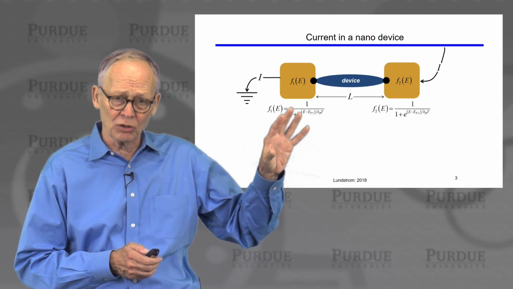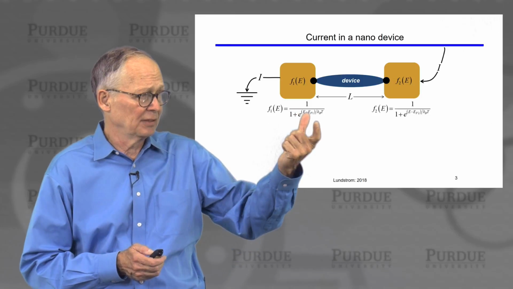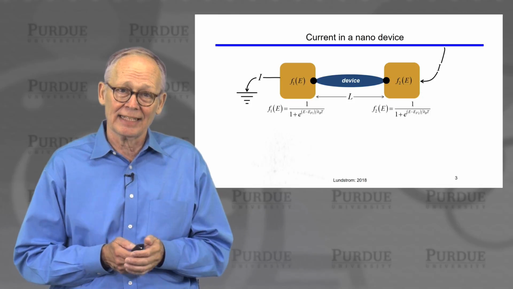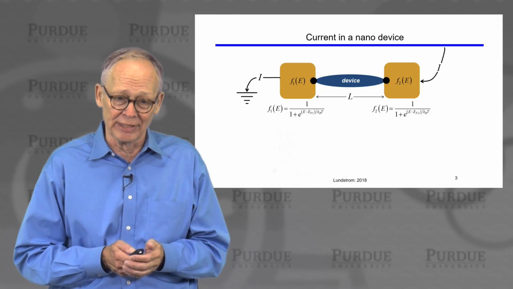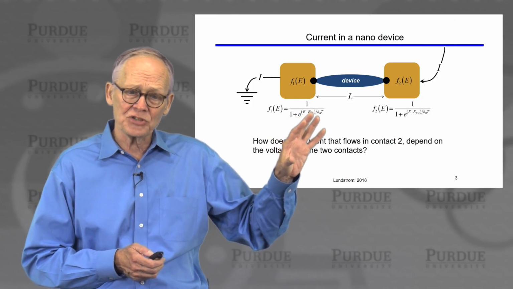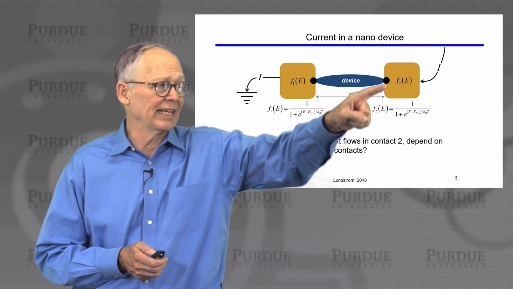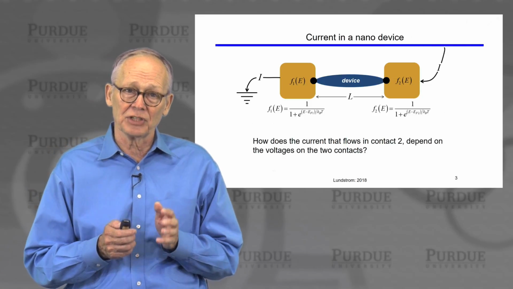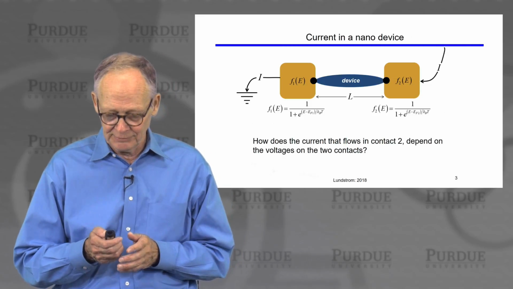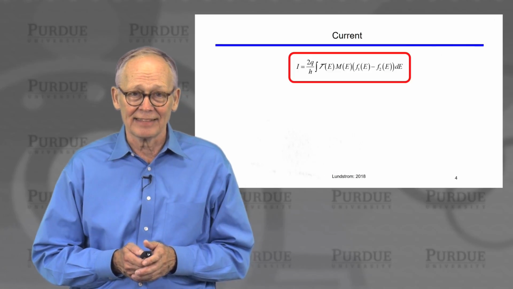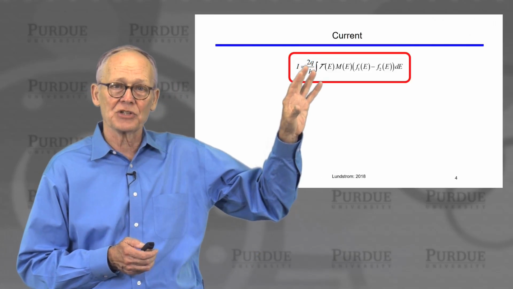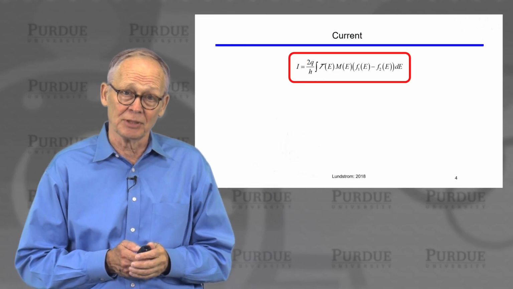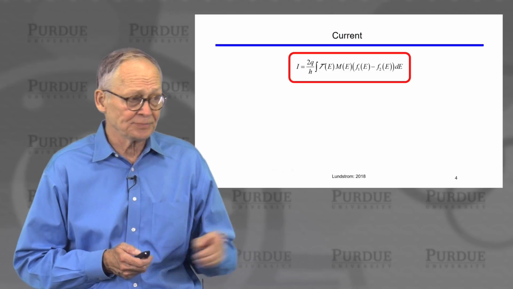So we have this very small device. The length of the device is L. That might be the channel of our MOSFET, and it's connected to two contacts, which will be our source and drain contacts. Our question is, how does the current that flows in contact 1, that'll be the drain for us, depend on the voltages that we apply to the two contacts? So it's a simple question. The answer is that this expression tells us what current flows. This is an expression that we're going to develop some physical understanding of.